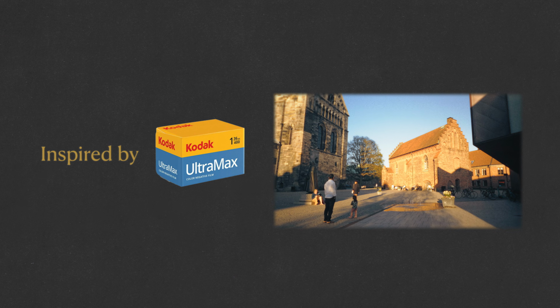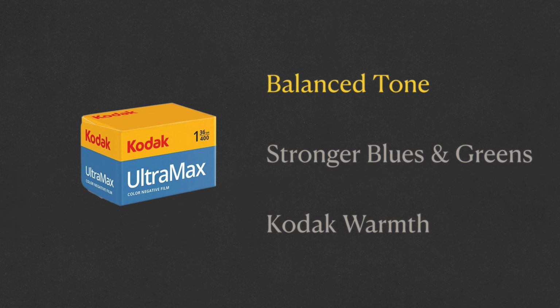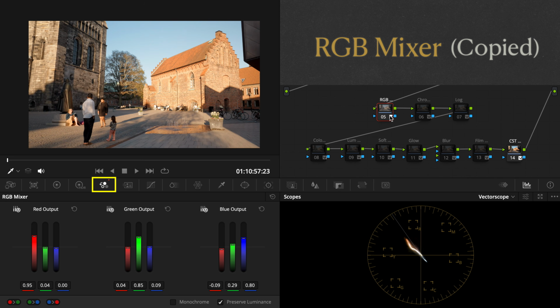This next look is inspired by Kodak UltraMax 400. Compared to Kodak Gold, UltraMax tends to feel slightly more balanced, with stronger blues and greens while still retaining Kodak's characteristic warmth. And this time, we don't have to start from scratch. The image is already color corrected, and we can reuse most of the RGB crosstalk settings from the previous look. I only make a few small adjustments to push the yellows a little further and maintain a better balance between the warm brick walls and blue sky.